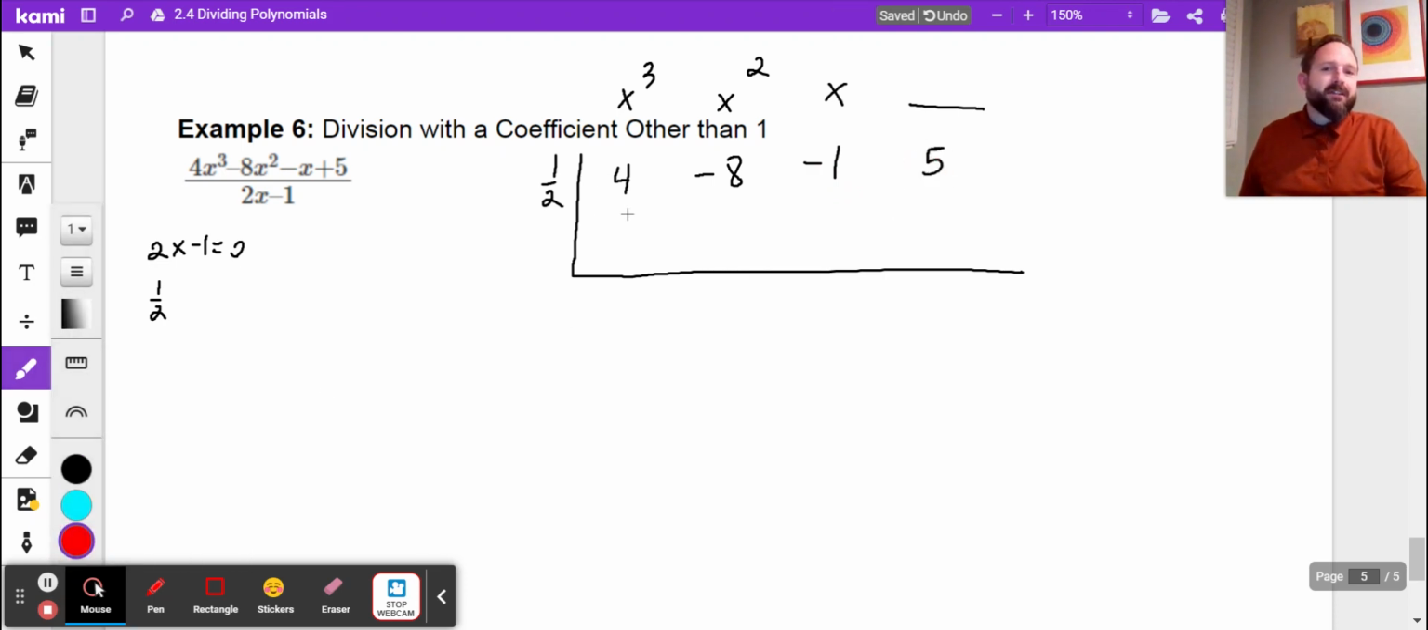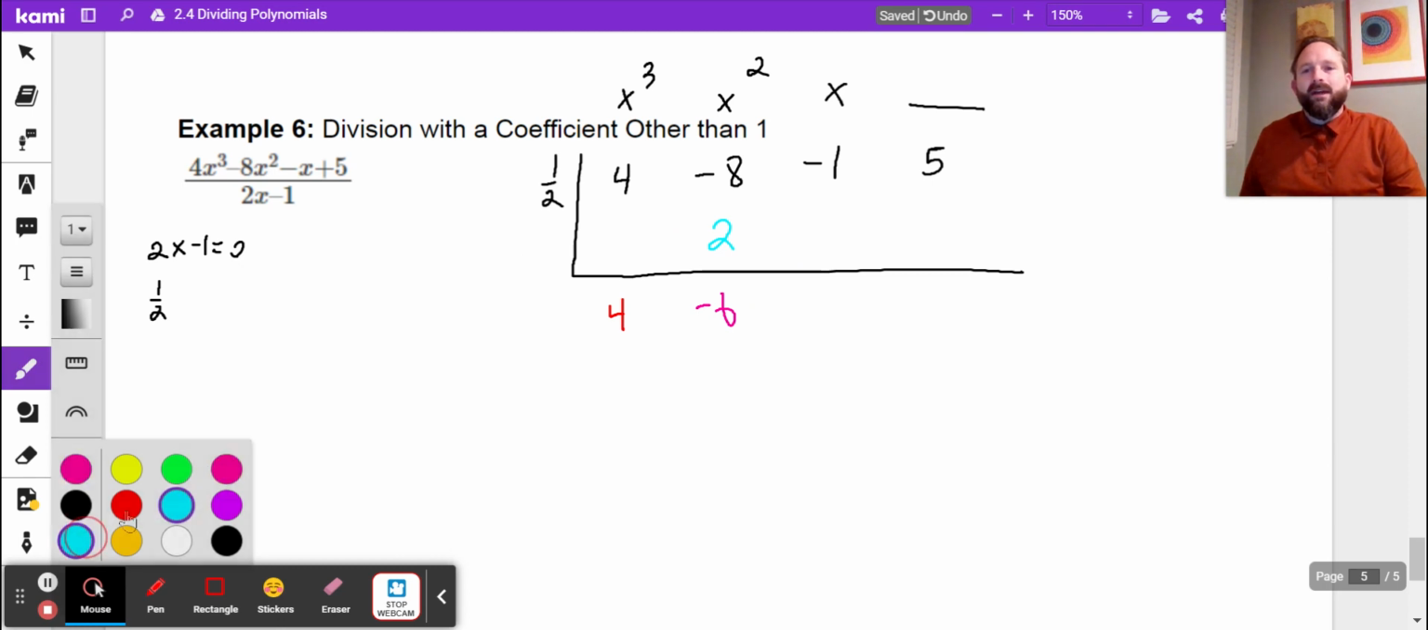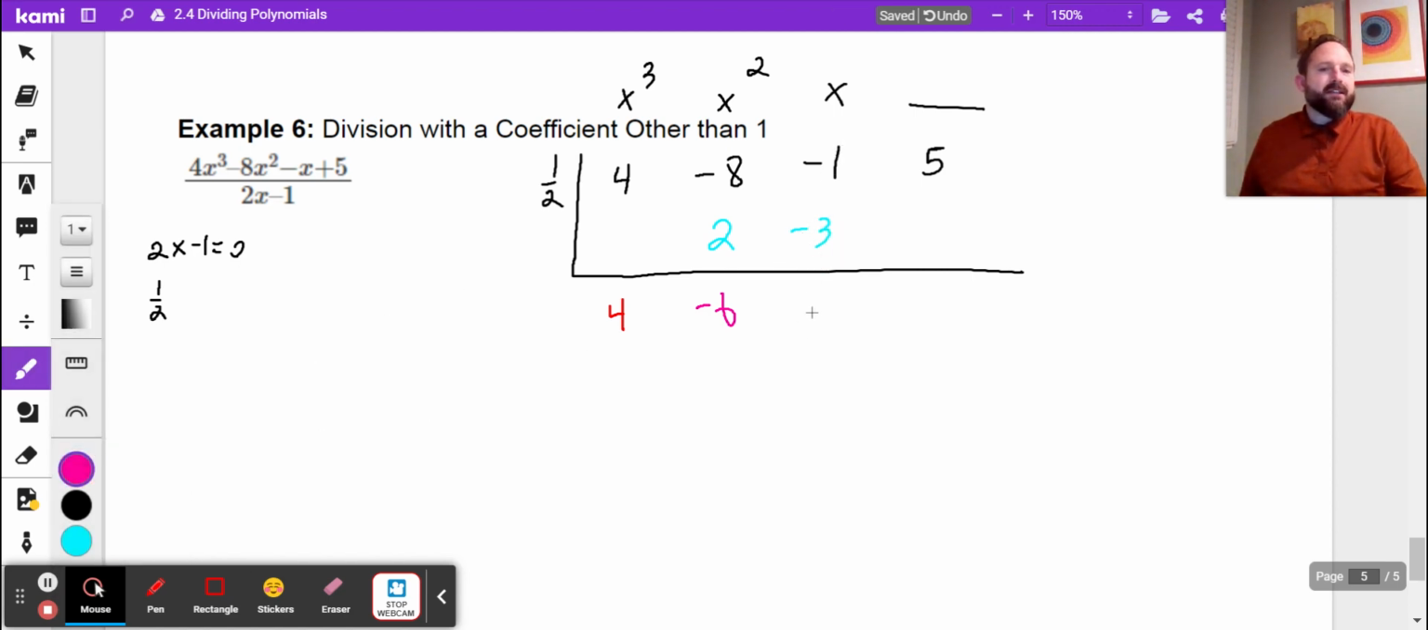Now I'm going to bring down the first one, and now I'm going to multiply. Half of 4 is 2. And if I add them together, I get negative 6. And half of negative 6 is negative 3. And if I add negative 1 plus negative 3, I'm going to get negative 4. And then half of negative 4 is negative 2. And then if I add, now here's the remainder. 5 minus 2 is 3.